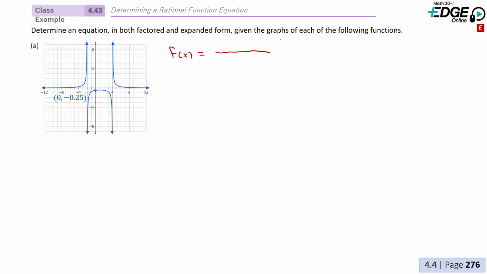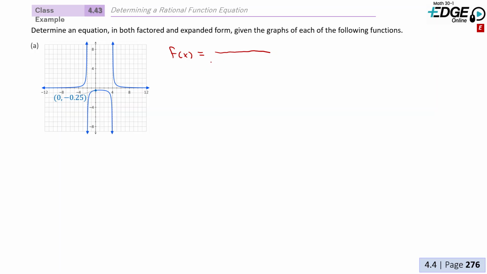Just remember that in the numerator, that would be where we have our factors that represent the x-intercepts. And in the denominator, that's going to be our vertical asymptotes. So if we look at the numerator, in this situation, we don't actually have any x-intercepts, so I'm going to leave that blank for a minute. Now let's look down at the denominator. We have a vertical asymptote at x is equal to -2, and x is equal to 4. So let's write those in.